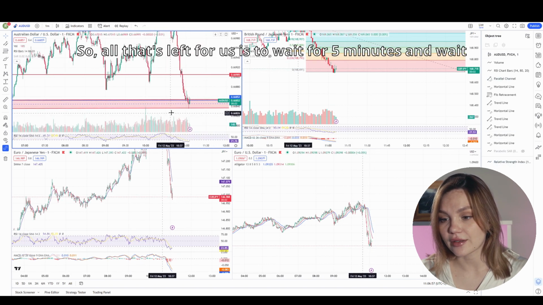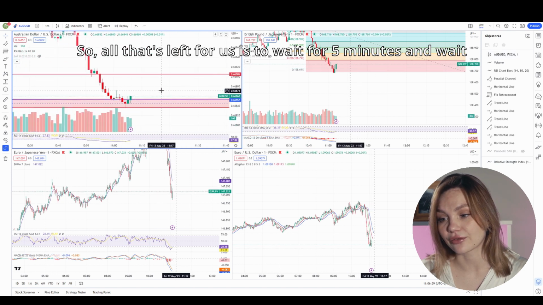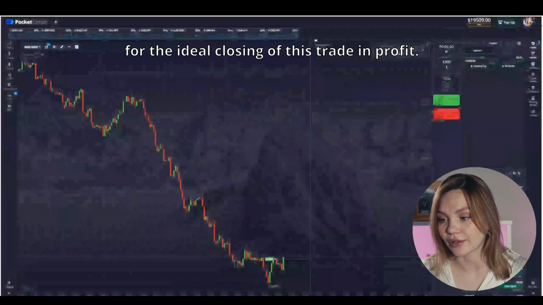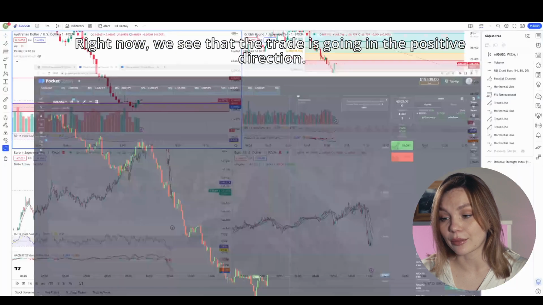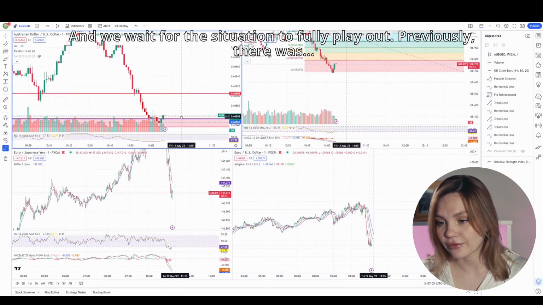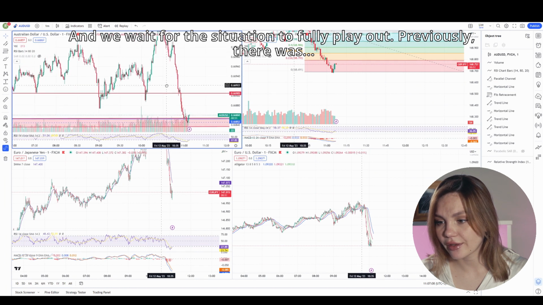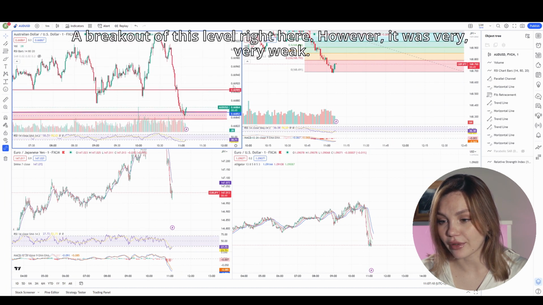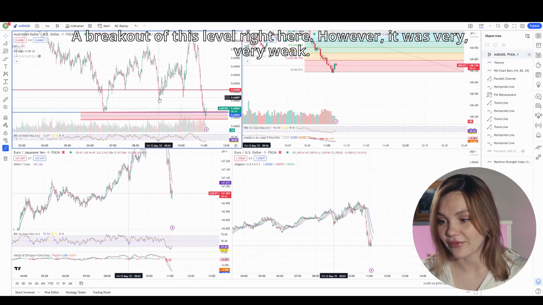So all that's left for us is to wait for 5 minutes and wait for the ideal closing of this trade and profit. Right now we see the trade is going in the positive direction. And we wait for the situation to fully play out. Previously, there was a breakout of this level right here. However, it was very weak.